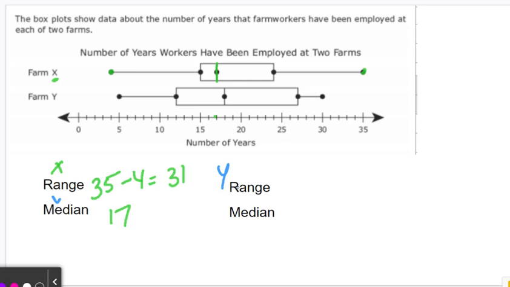So for farm Y, we're going to look at the range. We have the low, we have the high. So we have 30 minus 5, and that's going to give us 25. The median is the middle. So the ends, that leaves us with the middle right here. So 15, 16, 17, 18. We can see that the range is greater for X, but the median is greater in Y.